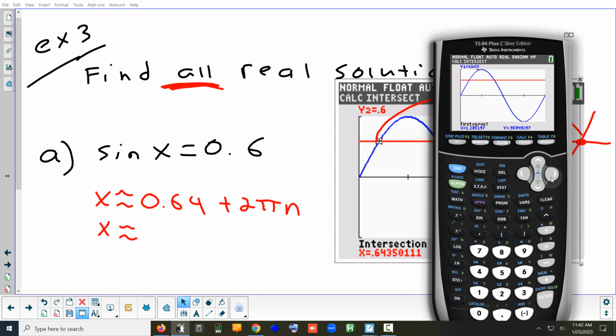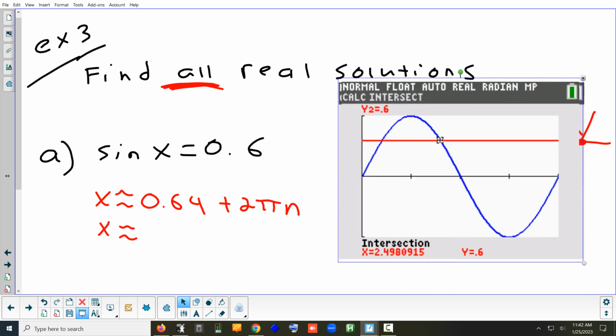Intersect. Just move your cursor past the maximum, and I think you should be fine. Okay, so that's about 2.50. And how often does that answer repeat? 2 pi n. Every 2 pi n.